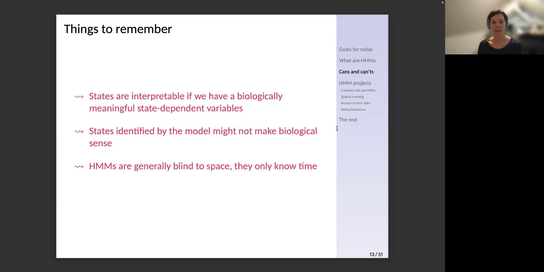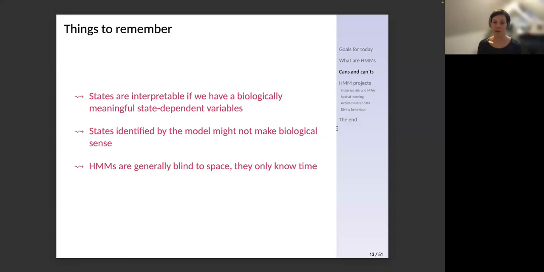Okay, so things to remember here. States are only interpretable if we have meaningful state-dependent variables. If you've got something that you don't know how to interpret, it's going to be very difficult to make sense of any model results. The states identified by the model might not make biological sense, and that's something to keep in mind. You might have some movement state that doesn't actually correspond to anything functional that the animal is doing.